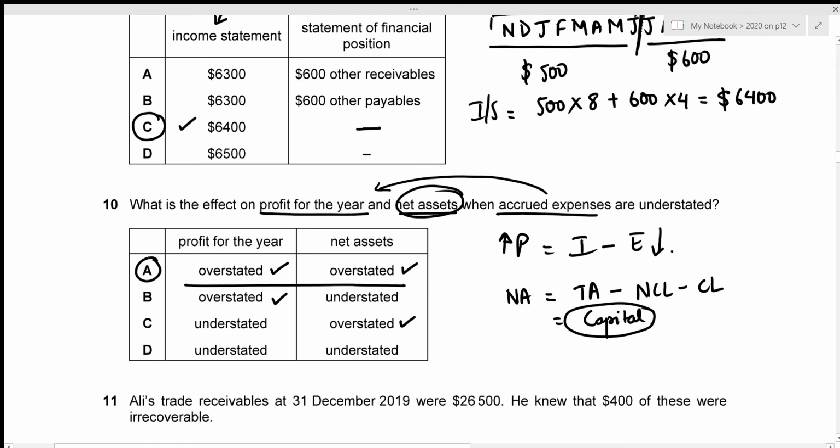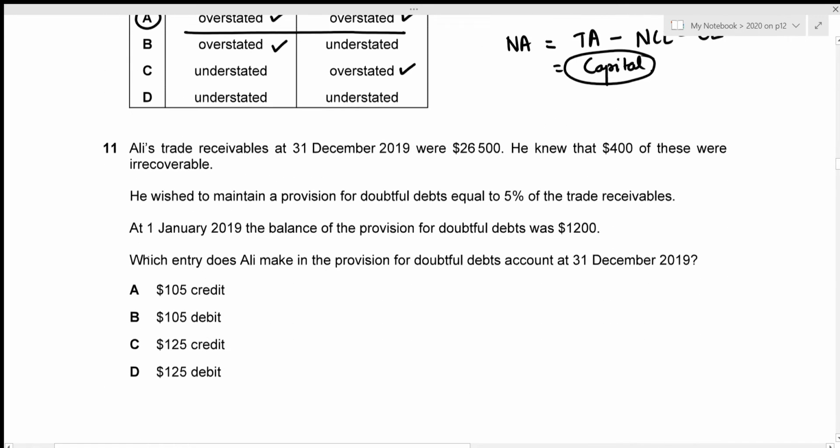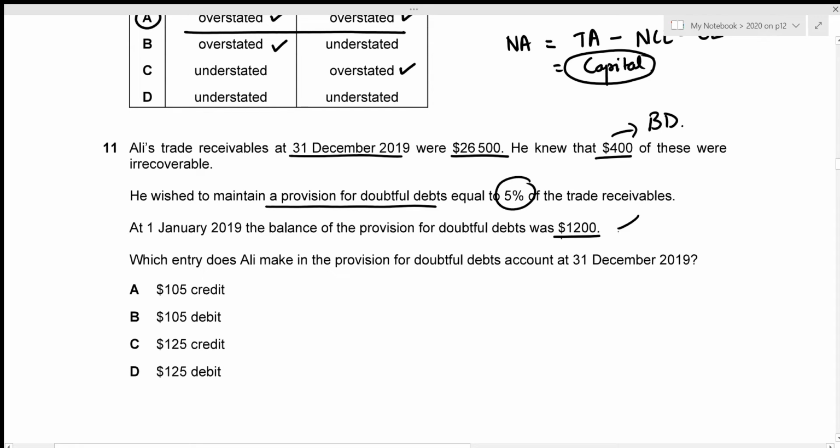Now we can move towards question number 11. Ali's trade receivables at 31st December 2019 were 26,500. He knew that 400 of these were irrecoverable, so this 400 represents bad debts. Then he wished to maintain a provision for doubtful debts equal to 5% of the trade receivables. At 1st January 2019, the balance of the provision for doubtful debts was 1,200, so this is the opening balance. Now, which entry does Ali make in the provision for doubtful debts account at 31st December 2019?